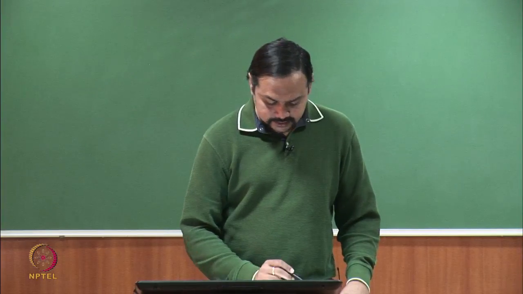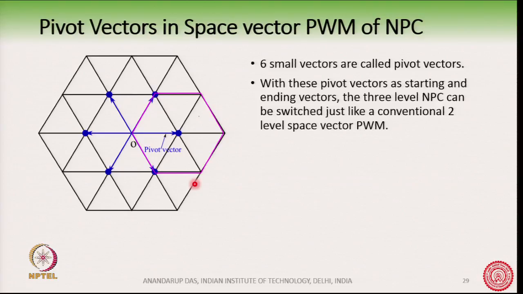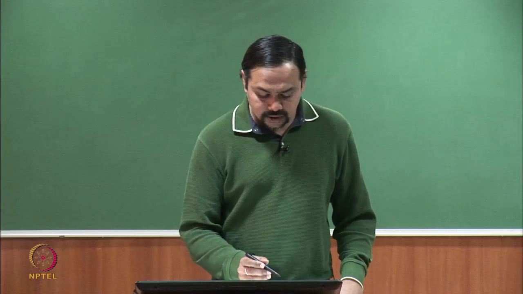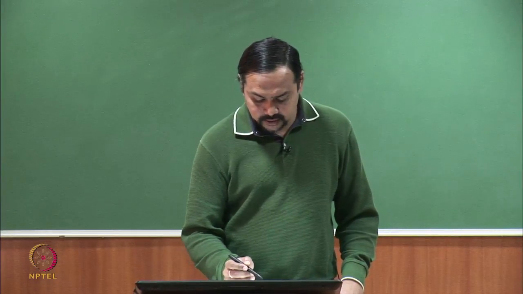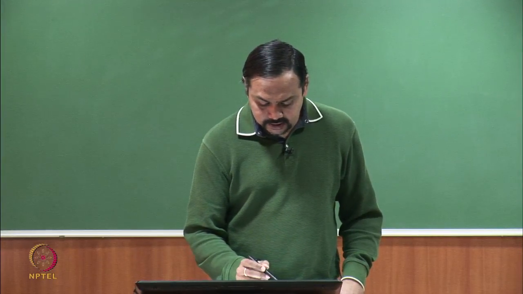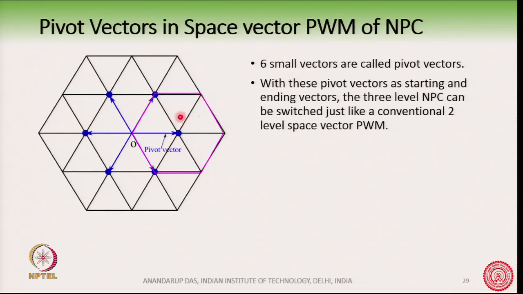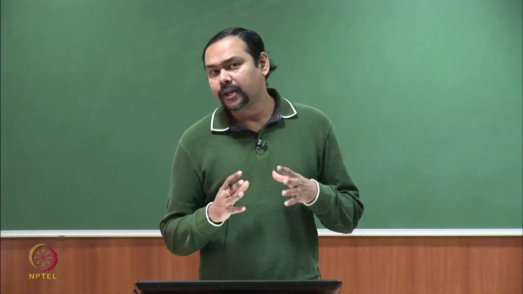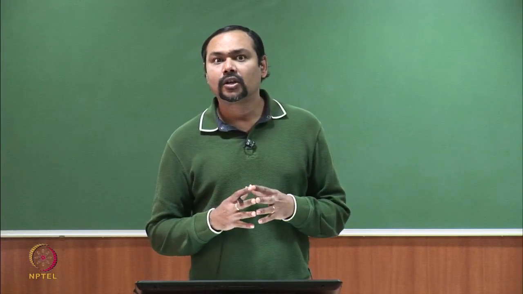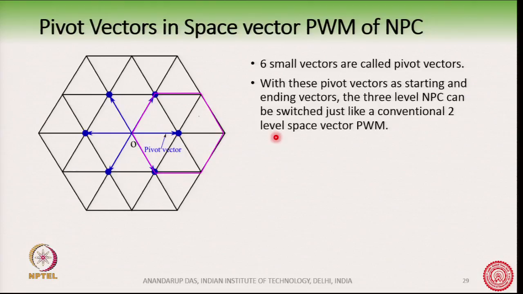From the diagram itself, let us go to the next slide and see this diagram, the big hexagon here. You can see there are many small hexagons here. So, this is the starting point: this big hexagon of a 3-level space vector diagram is made up of many small hexagons, smaller hexagons. How can I utilize the concept of 2-level space vector diagram in a 3-level space vector diagram?